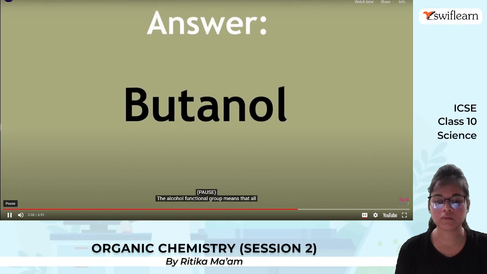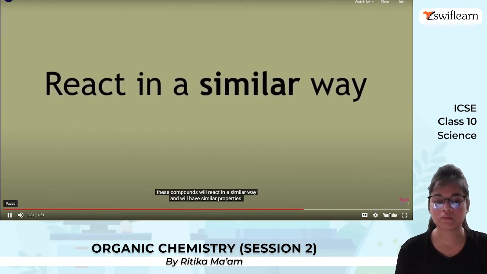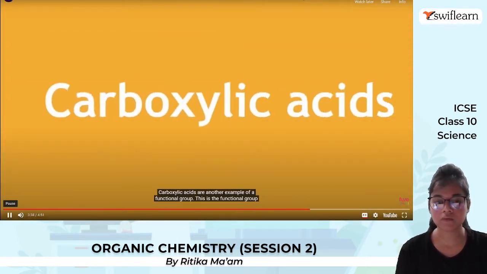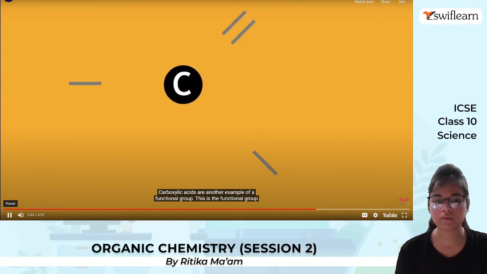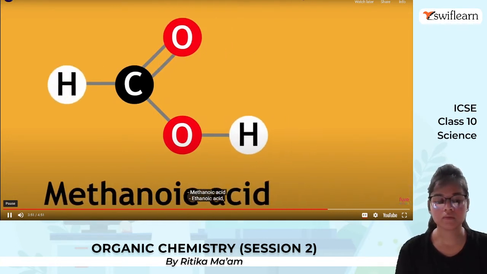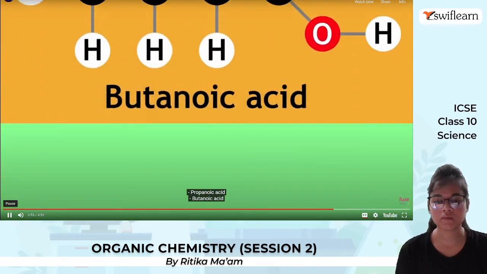The alcohol functional group means that all these compounds will react in a similar way and will have similar properties. Carboxylic acids are another example of a functional group. This is the functional group for a carboxylic acid and gives an organic molecule the name -oic acid. Methanoic acid, ethanoic acid, propanoic acid and butanoic acid.